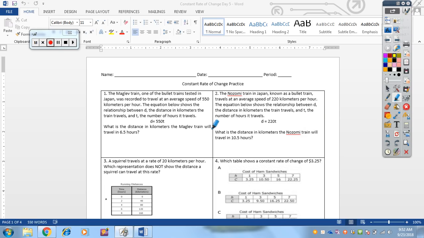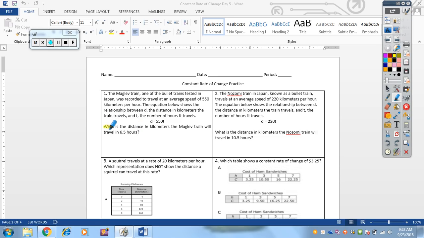The maglev train, one of the bullet trains tested in Japan, was recorded to travel at an average speed of 550 kilometers per hour. The equation below shows the relationship between d, the distance in kilometers the train travels, and t, the number of hours it travels. What is the distance in kilometers the maglev train will travel in 6.5 hours?